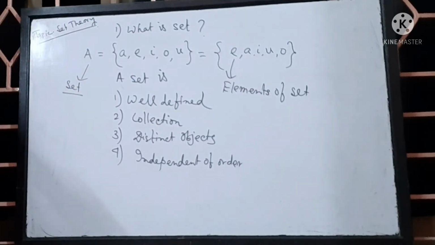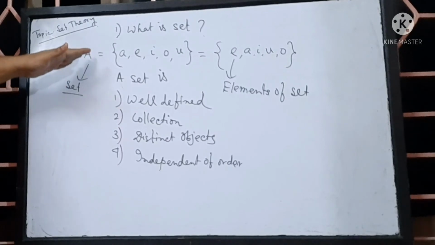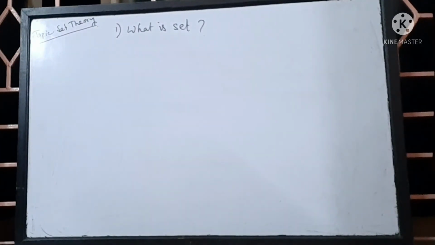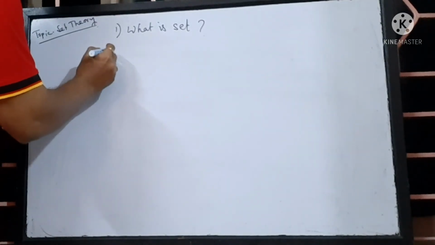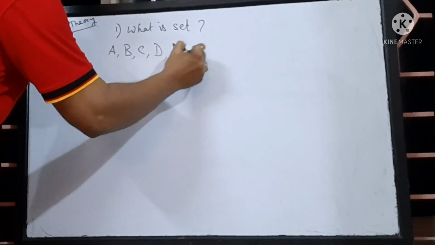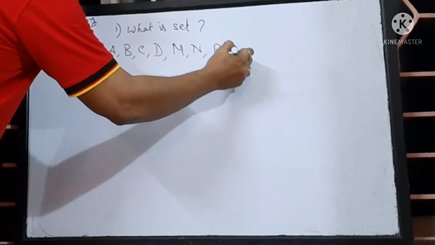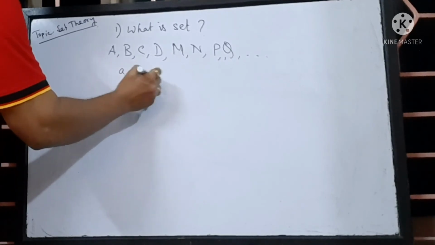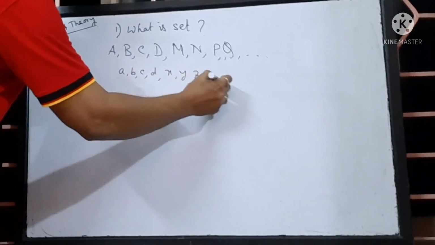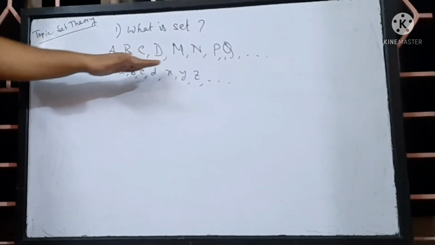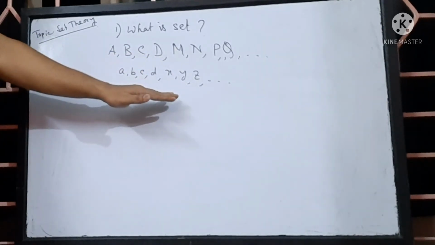So a set is generally represented by the capital letters A, B, C, D, and so on. A set is usually represented by capital letters A, B, C, D, M, N, P, Q, etc. And the elements are represented by small letters a, b, c, d, x, y, z, etc. These are the representations. A set is represented by capital letters and the elements are represented by small letters.